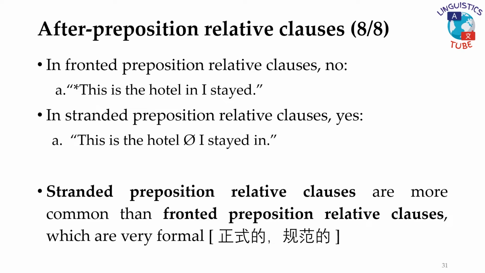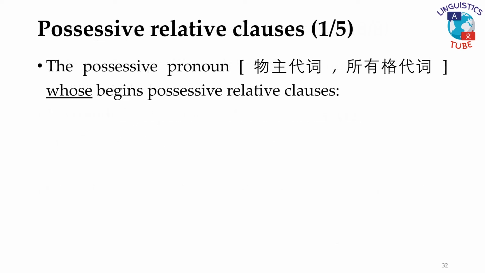The final type of relative clause is called a possessive relative clause. Its name comes from the type of pronoun that begins this type of relative clause. It's called a possessive pronoun. This type of pronoun shows that something belongs to someone.